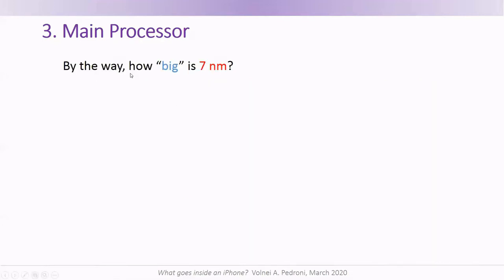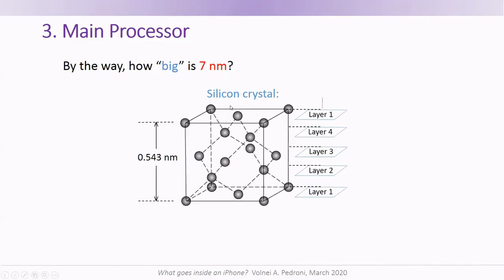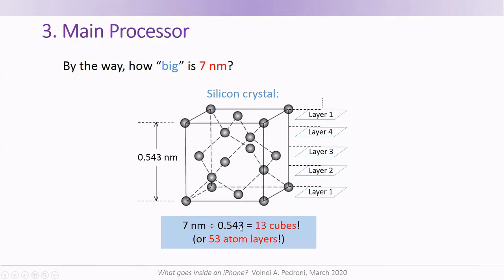Just out of curiosity, how big is 7 nanometers? Here's the silicon crystal. It is about 0.5 nanometer on the side. So if we do the calculation, we conclude that just 13 cubes suffice to get 7 nanometers. So this is very small. Or in terms of atom layers, 53 atom layers.